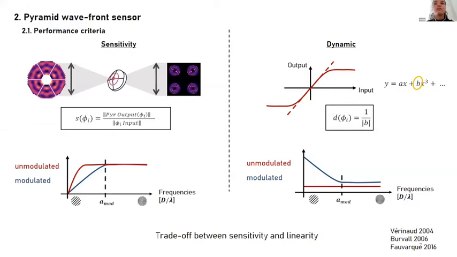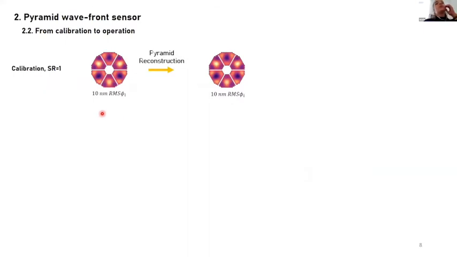We use a modulation which helps to improve the dynamic, but this is made at the cost of sensitivity. So we need to find a trade-off between the two. Now that we know how the pyramid is working, we can calibrate it. We build a reconstructor, which for a given amount of mode will be reconstructed with the same amount of amplitude.